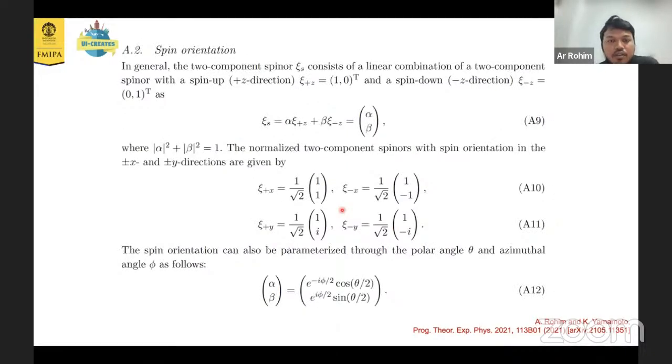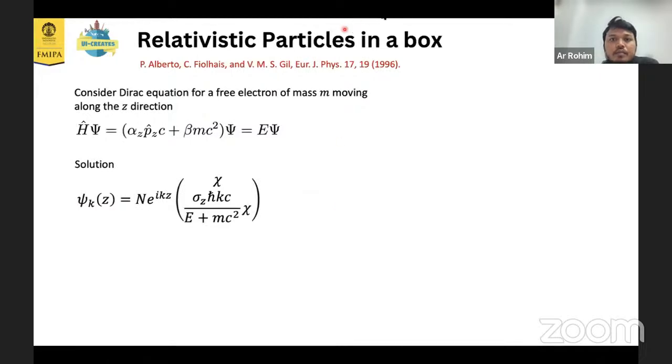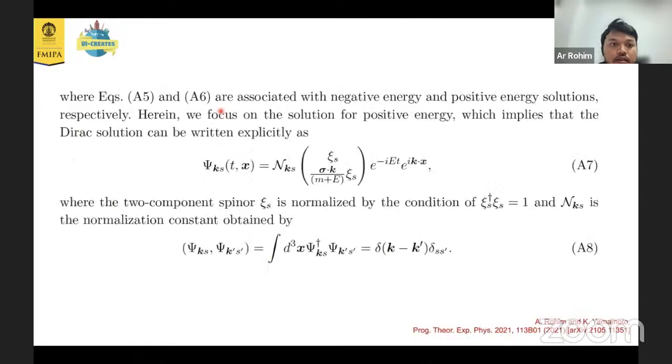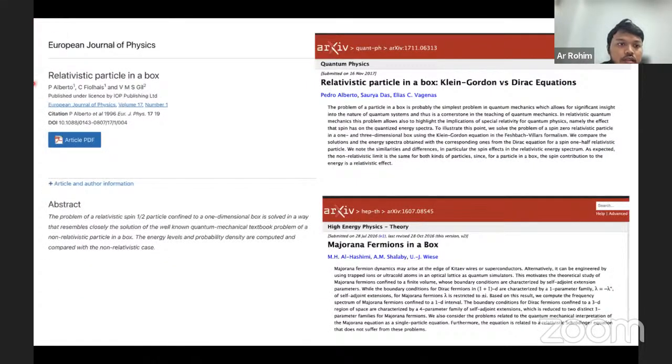Okay, I will continue again. Now we try to apply our understanding of the Dirac equation to relativistic particles in a box. In the present discussions, I use this paper by Alberto et al., which was published in 1996. Maybe I show you their paper, last week I think. So, yeah, this paper.